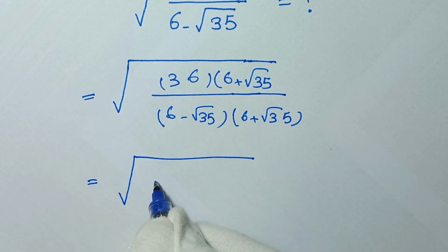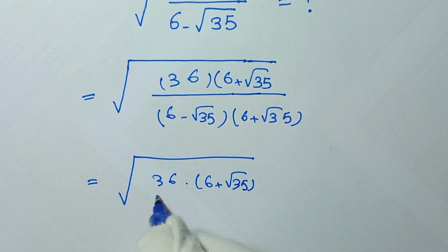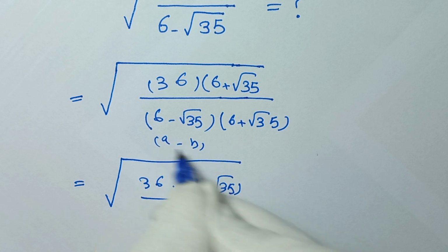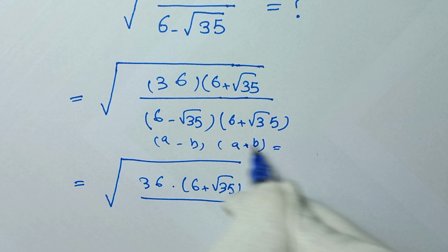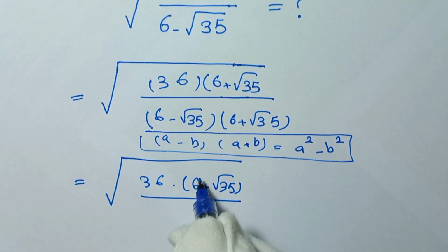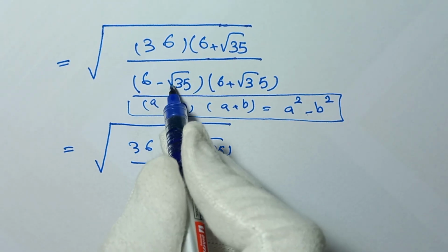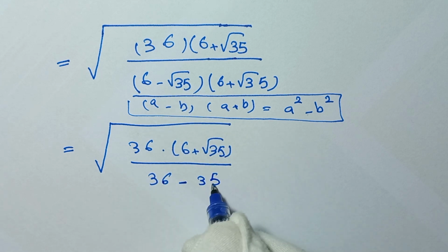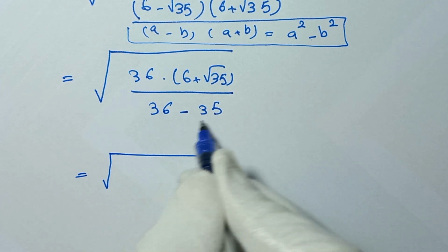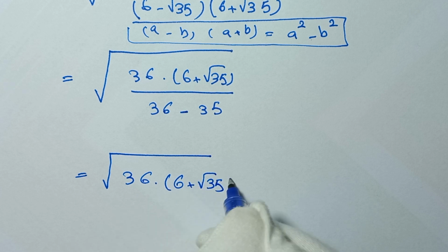In the numerator we have the square root of 36 times 6 plus the square root of 35, and for the denominator, it is in the form of a minus b times a plus b, right? This equals a squared minus b squared. So we can write this as 6 squared, which is 36, minus the square root of 35 squared, which is 35. 36 minus 35 is 1, so we have the square root of 36 times 6 plus the square root of 35.